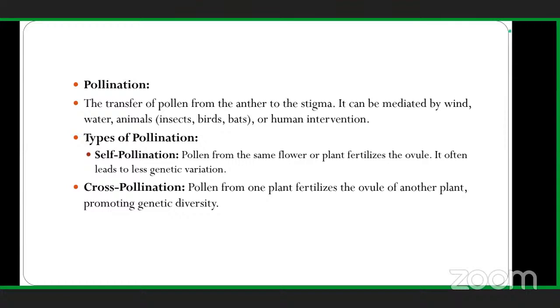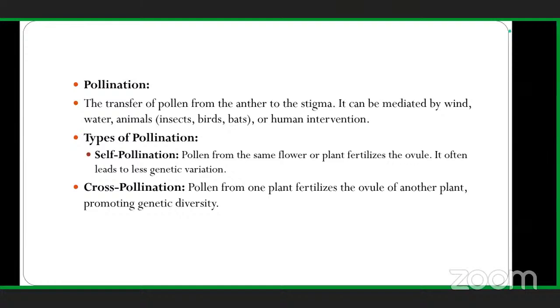Suppose there is a plant A, and in plant A there is a red flower. In the red flower there are both male and female gametes, and when pollination takes place in that flower only, that is known as self-pollination. In self-pollination you will find less genetic variation, meaning it is of one type only. From the single flower you are getting the pollen, and that pollen is fertilizing the egg of that flower only. So less genetic variation.